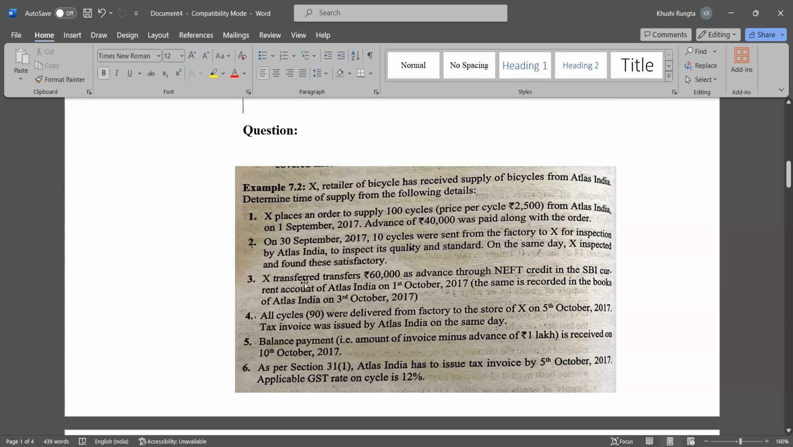Next, X transfers 60,000 as advance through NEFT credit in SBI current account of Atlas India on 1st October 2017. The same is recorded in the books of Atlas India on 3rd October 2017. Okay, when is the payment received of 60,000 more? 1st October 2017. So mention that.